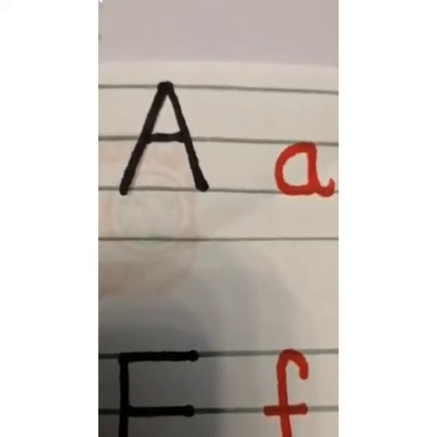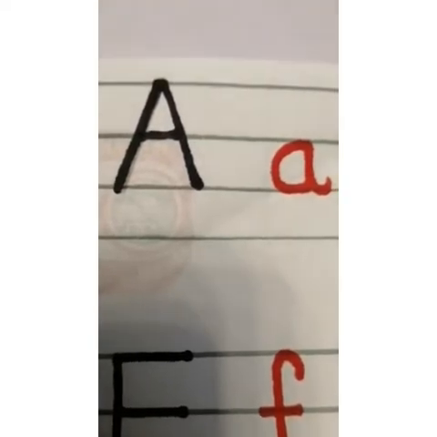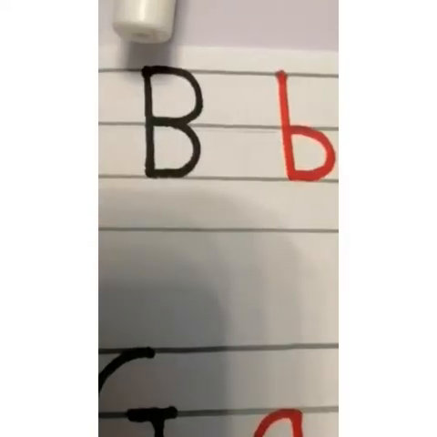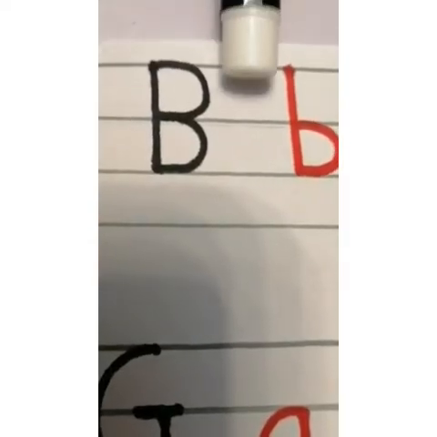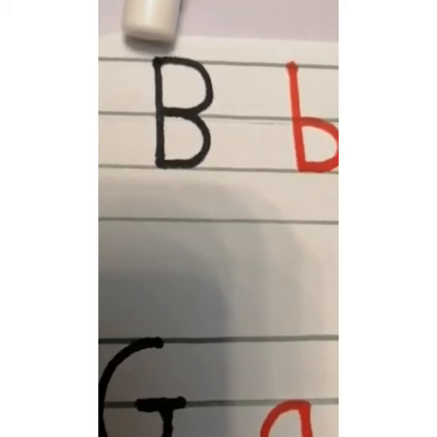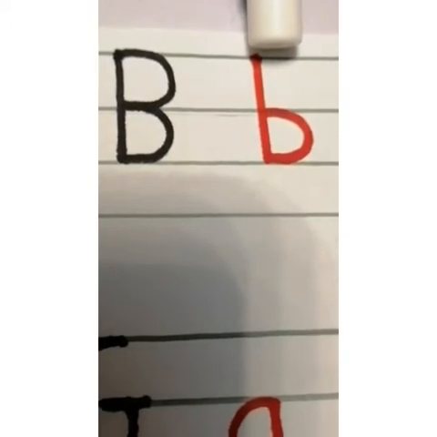Slant, slant and a bridge on a top. A. Make a C, go up, come down, make a tail. Come straight down, one belly on the upper grass line and one belly on the lower grass line. B. Come straight down and make one belly.